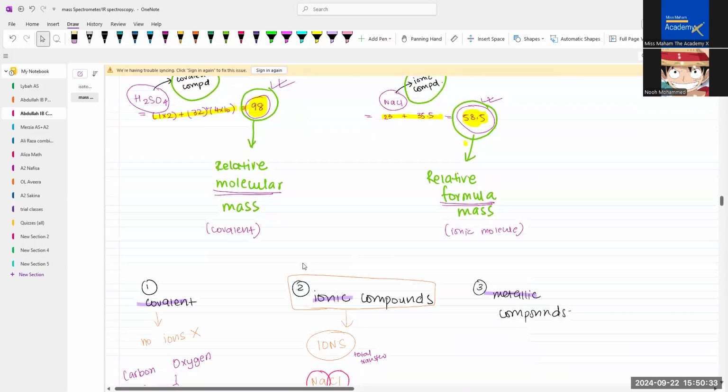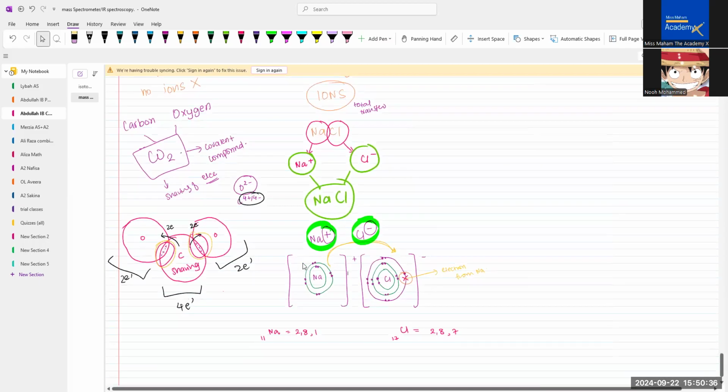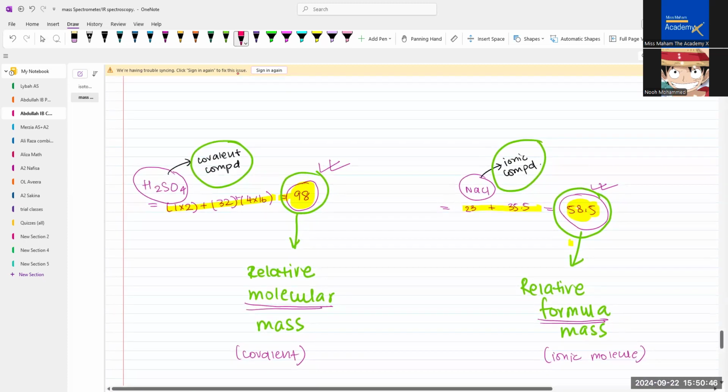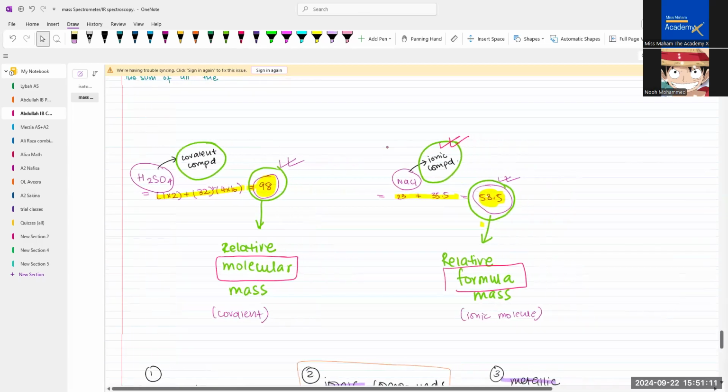Okay, so we were talking about, is this clear till here? Ionic compounds and covalent compounds? Okay, now you know the difference between these two. Now coming back to this definition, for covalent compounds, whenever we're talking about the total mass, it's called the relative molecular mass. And when we're talking about the total mass of an ionic compound, we refer to it as the relative formula mass. So relative molecular mass for covalent compounds, relative formula mass for ionic compounds. Correct?